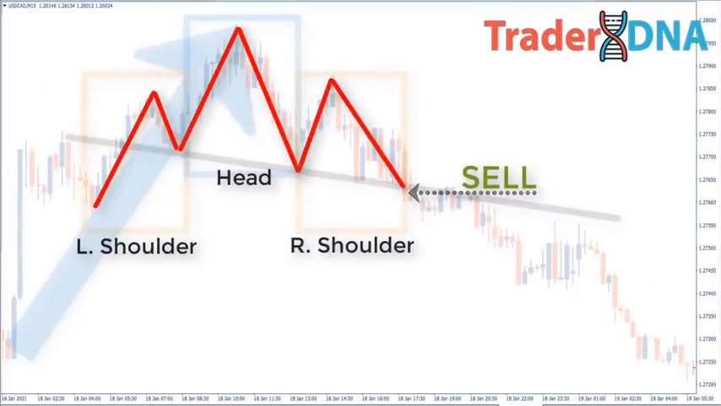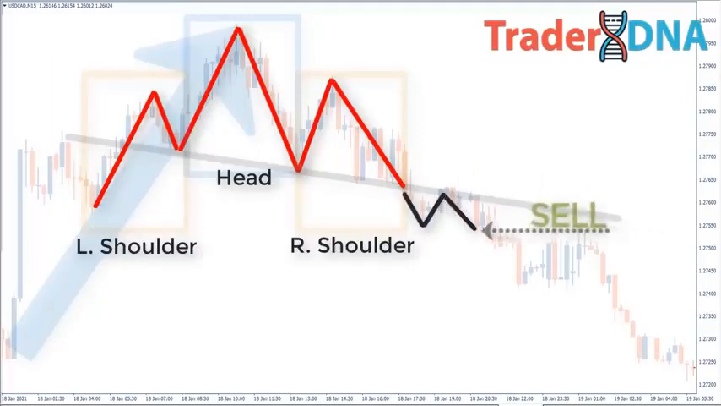Another entry point requires more patience and comes with the possibility that the move may be missed altogether. This method involves waiting for a pullback to the neckline after a breakout has already occurred. This is more conservative in that we can see if the pullback stops and the original breakout direction resumes. The trade may be missed if the price keeps moving in the breakout direction.